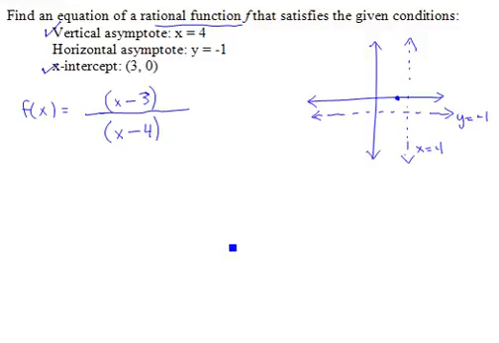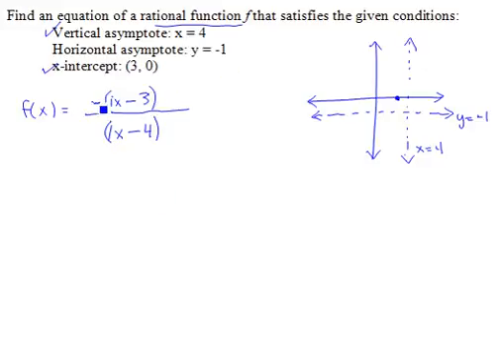Let's check the horizontal asymptote at y equals -1. To see that, we would need to take the ratio of the highest powers of x that are in the numerator and denominator. In that case, that's x to the first over x to the first, and the coefficients are both 1 in this case. And 1 divided by 1 is +1, not -1.